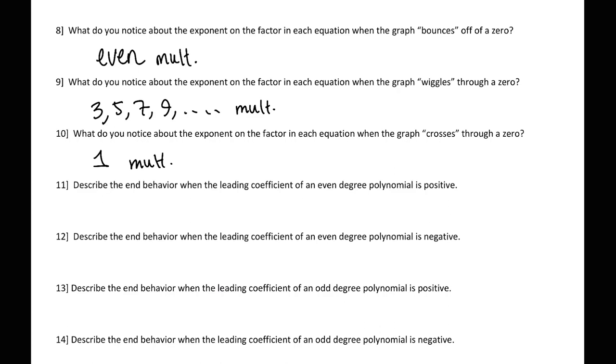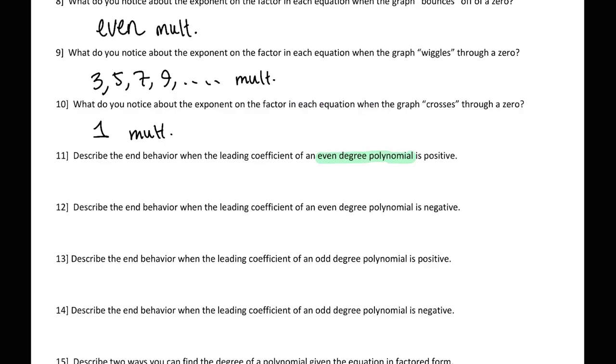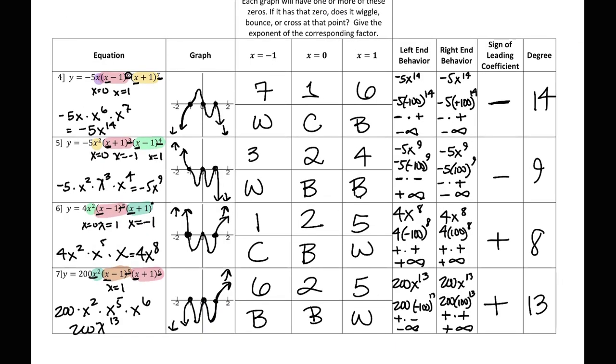Okay, describe the end behavior when the leading coefficient of an even degree polynomial is positive. So that's saying that you have a positive, let's look at an example. It's saying you've got a positive and an even, so it would be like this one. Okay, it looks like the end behavior is positive infinity and positive infinity.